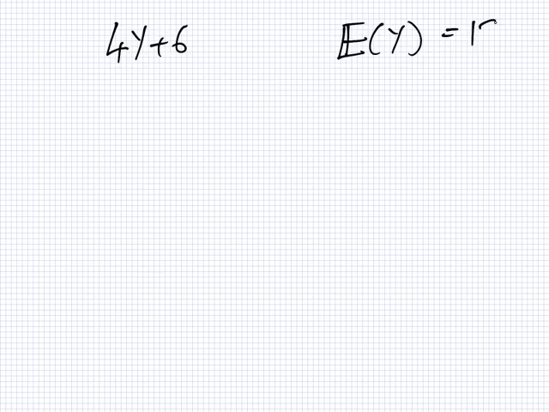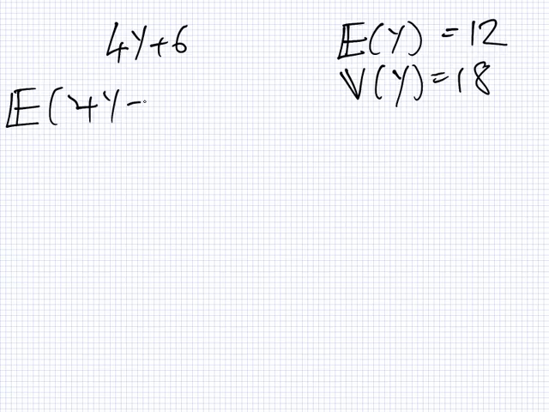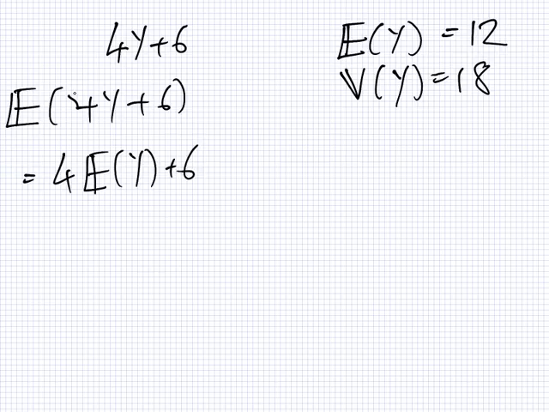Okay. So, 4y plus 6. And you're told the mean is 12 and the variance is 18. That's what you're told. Okay, so first let's calculate the expected value of 4y plus 6. That's equal to 4 times the expected value of y plus 6, which equals 4 times 12 plus 6, which is 48, plus 6, which is 54.